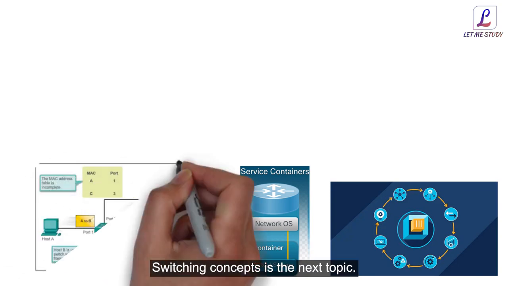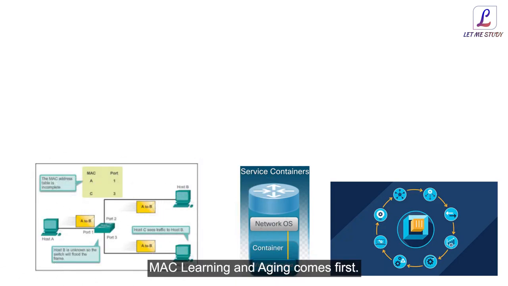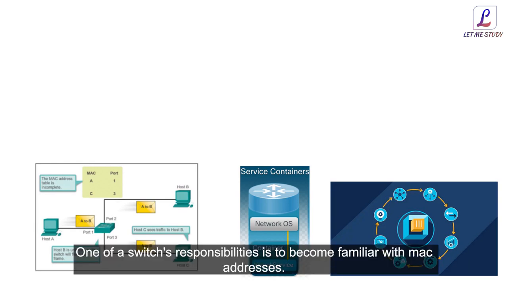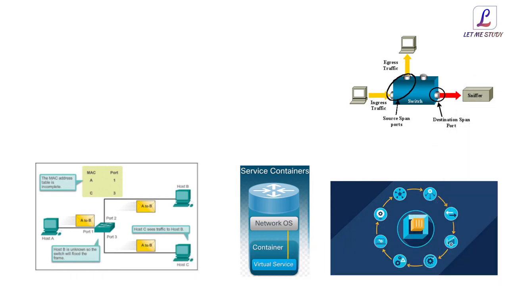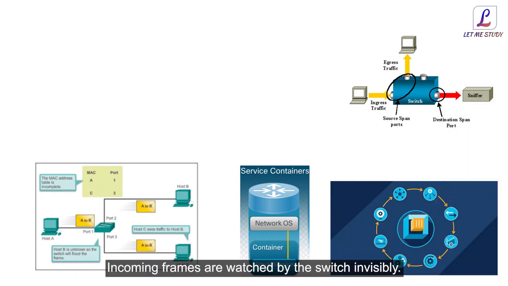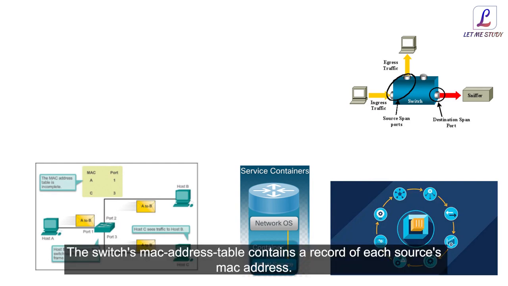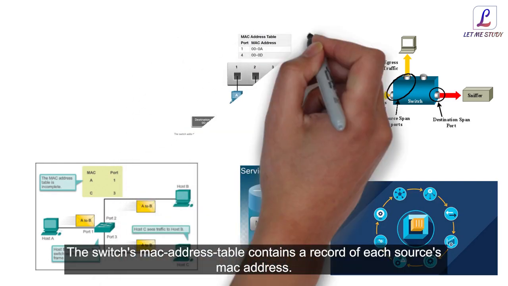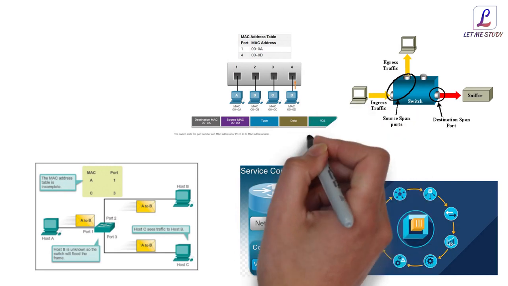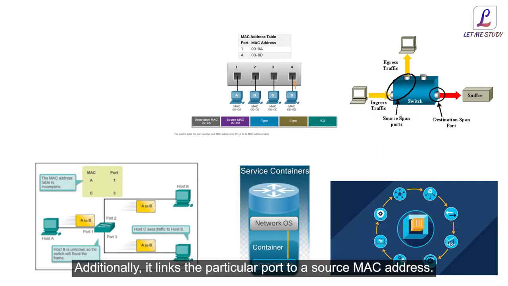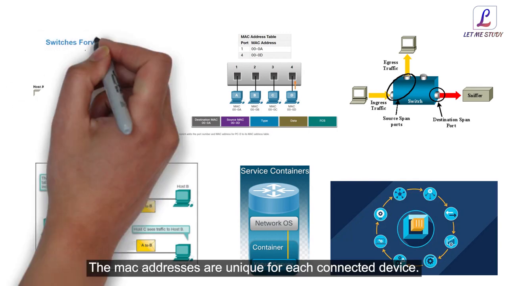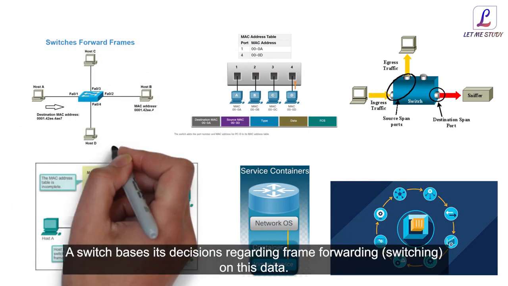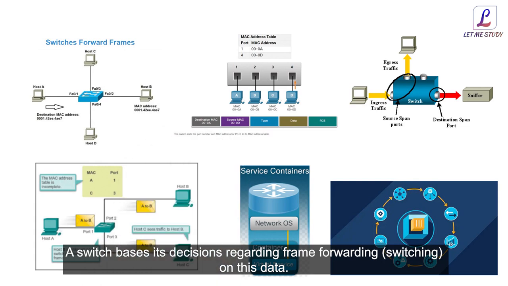Switching concepts is the next topic. MAC learning and aging comes first. One of a switch's responsibilities is to become familiar with MAC addresses. Incoming frames are watched by the switch invisibly. The switch's MAC address table contains a record of each resource's MAC address. Additionally, it links the particular port to a resource MAC address. The MAC addresses are unique for each connected device. A switch bases its decision regarding frame forwarding on this data.